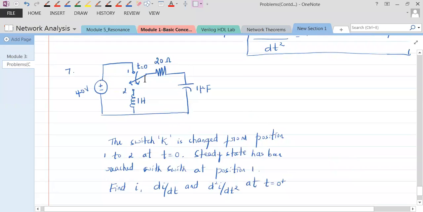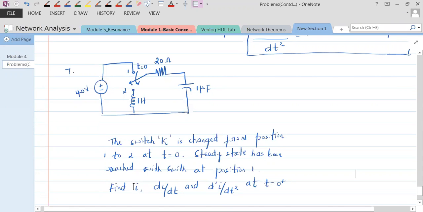Okay, this is switch K, and it is being switched from 1 to 2 at t equal to 0. Steady state has been reached with the switch at position 1. That means when this switch was at position 1, the steady state had been reached. Why are they giving us the information of steady state? Because we have to find out I of 0 plus.